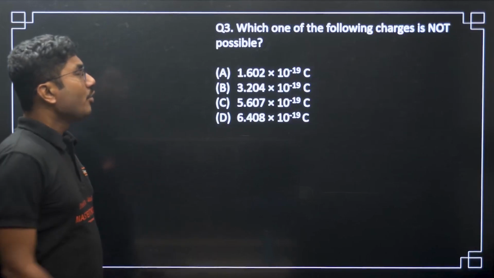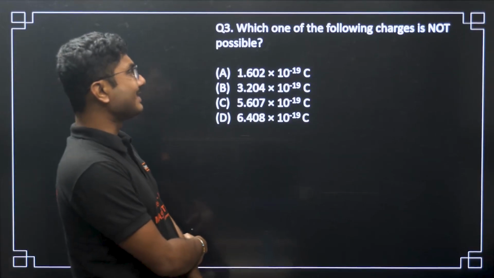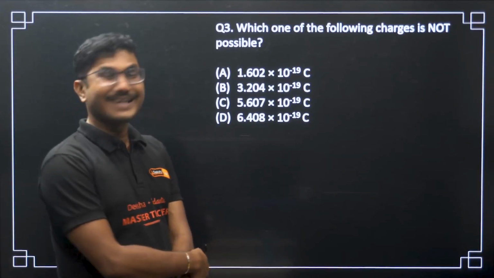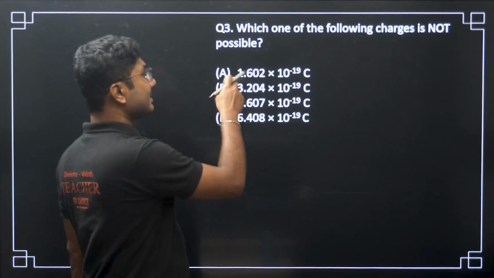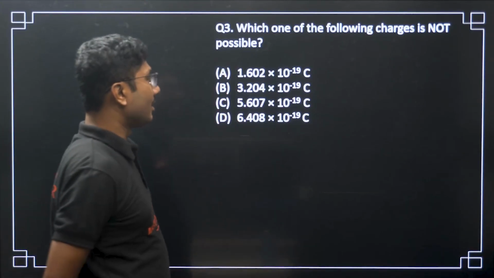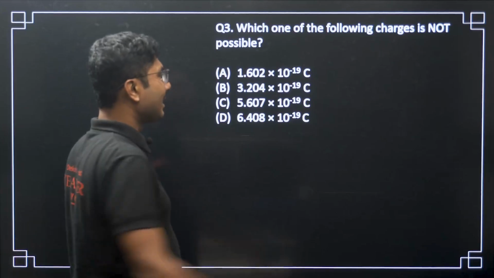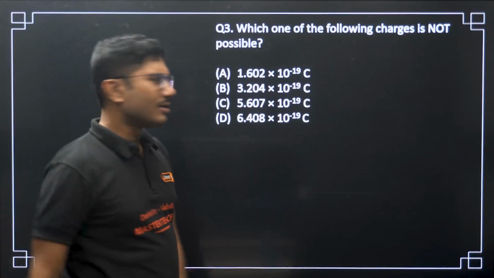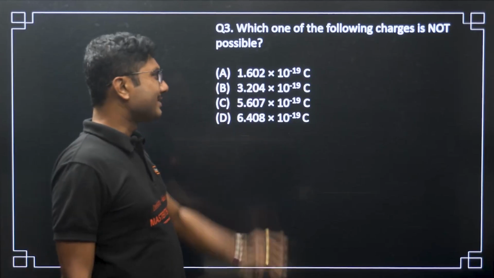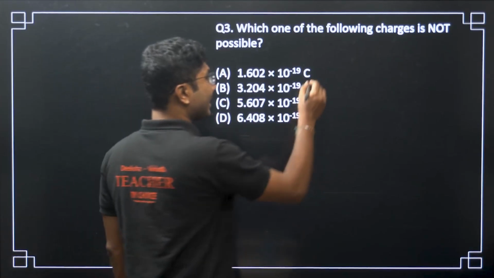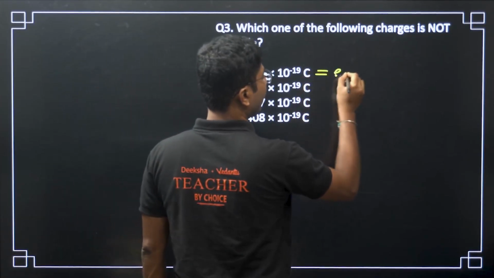Next question: which one of the following charges is not possible? Very interesting question. Now let's see the answers. Options: 1.6 into 10 to the power of minus 19. 0.2 you can ignore, that is a very basic part. So 1.602 or 1.6 into 10 to the power of minus 19 is the charge of an electron.